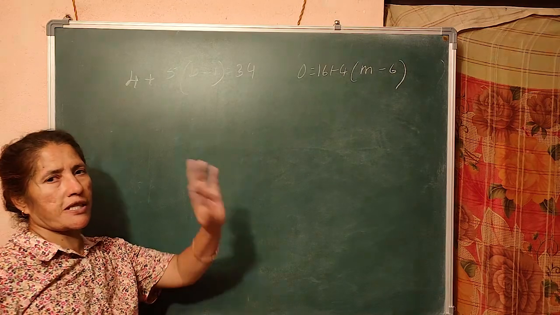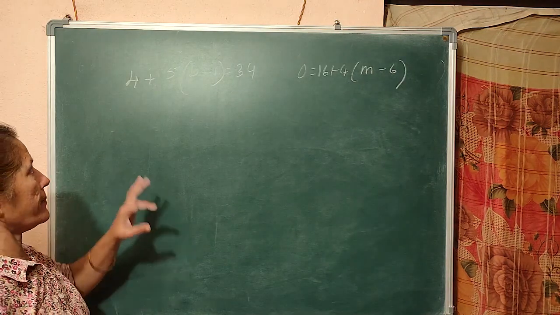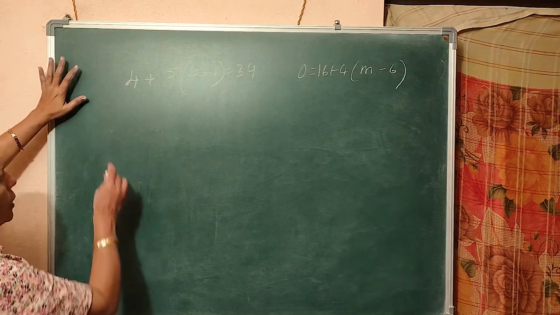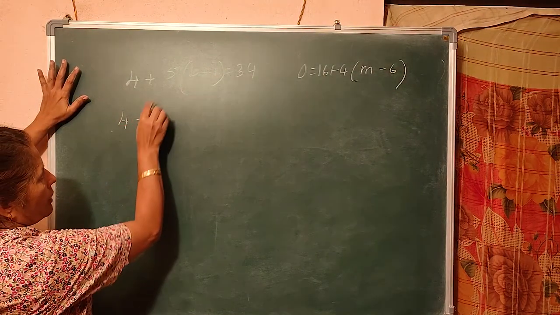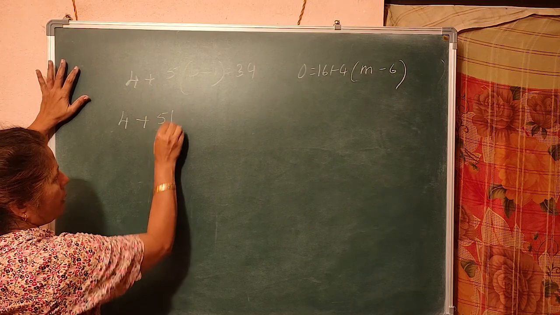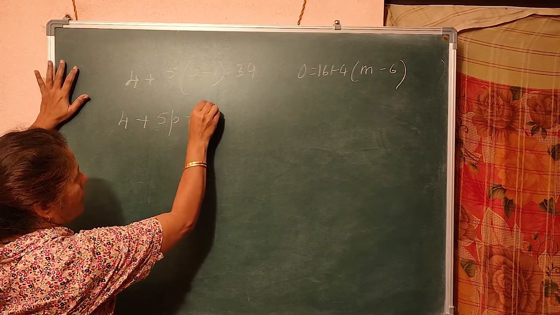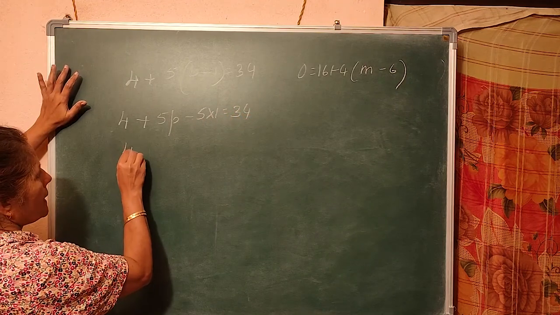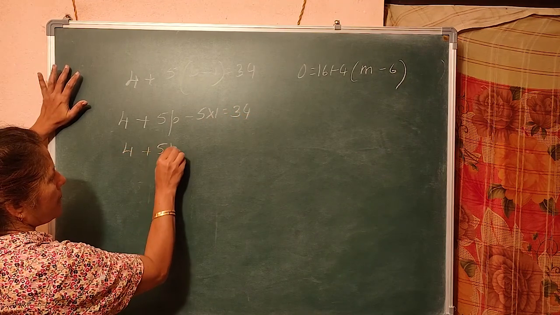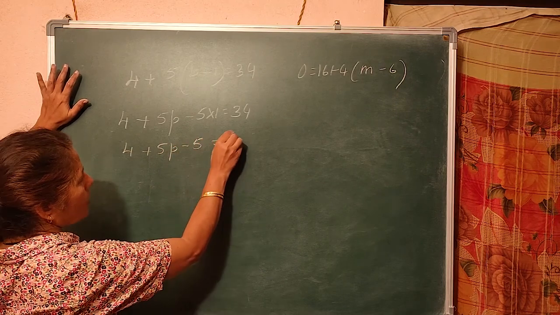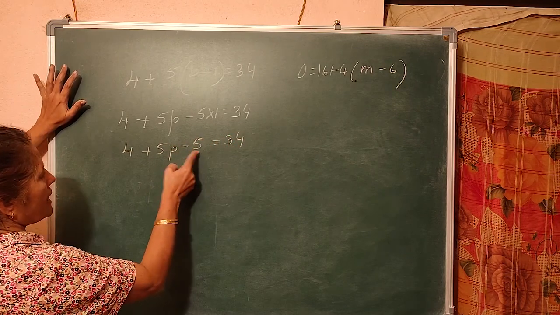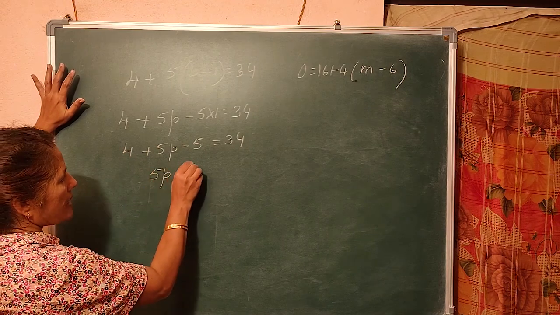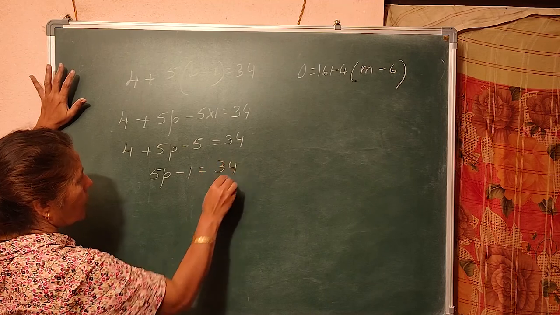The last two questions of that exercise, let me solve that. 4 plus 5 into p minus 1 is equal to 34. So 4 plus, take out the bracket, 5 into p minus 5 into 1 is equal to 34. So 4 plus 5p minus 5 is equal to 34. Minus 5 plus 4 is minus 1. So 5p minus 1 is equal to 34.